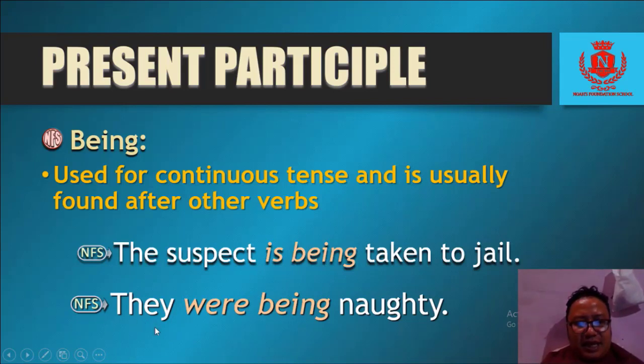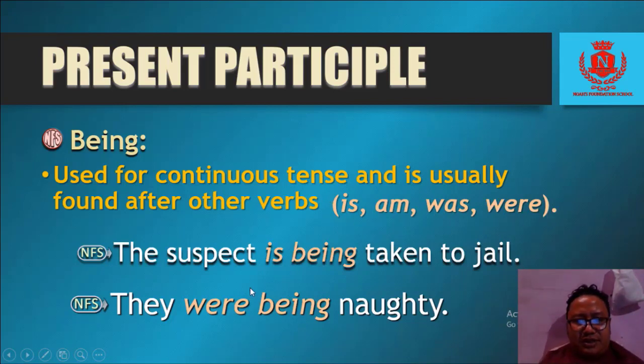If we say they is, that is also incorrect. That is why the subject and the verb have to agree. They were, or they are if it's present tense. And here is, am, was, were. These are the state verbs that we can use in this kind of situation. Understand?